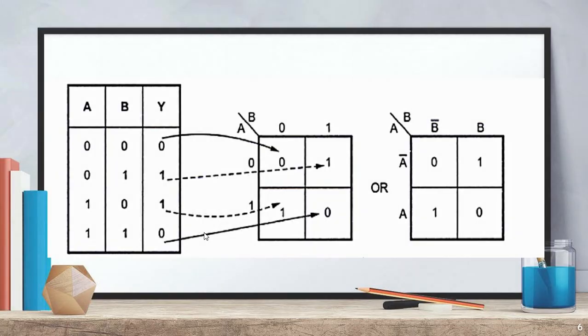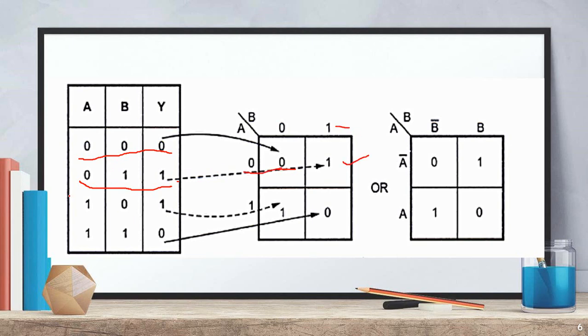Now here I have taken one more example with a picture. Just identify this. In this picture first we have 0 0 0, so this portion is 0. Next 0 1 1 is 1, so when A is 0 and B is 1, we give 1.